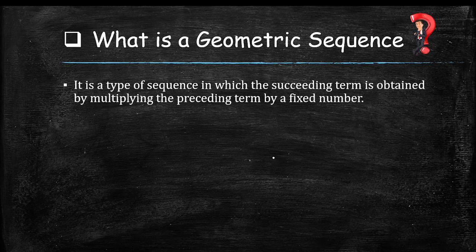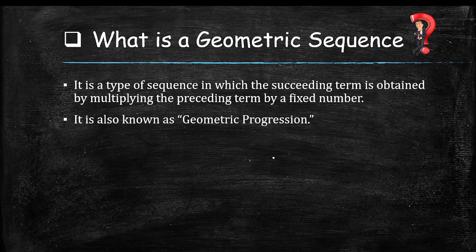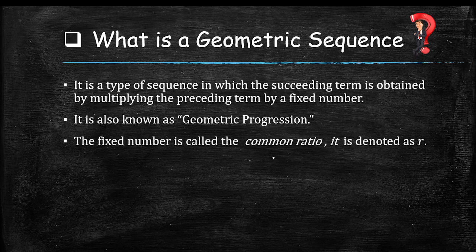It is a type of sequence in which the succeeding term is obtained by multiplying the preceding term by a fixed number, just like in the previous example. It is also known as a geometric progression. The fixed number is called the common ratio. Again, class, the fixed number is called the common ratio. In an arithmetic sequence it is called the common difference, while in a geometric sequence the fixed number is called the common ratio. It is denoted as r, or small letter r. To generalize, we have the sequence.